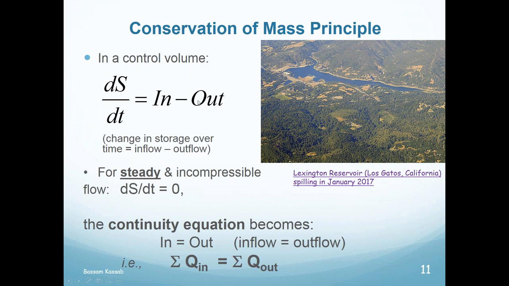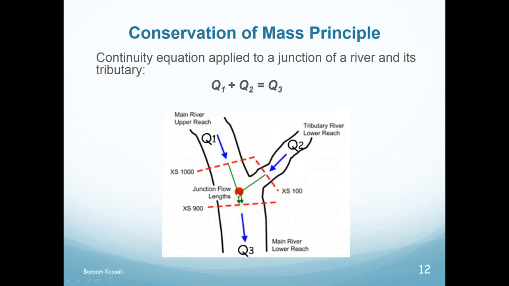But if the inflow is less than the outflow, that means, let's say in the summer, you don't have much inflow coming in, but you are releasing water for the fish downstream, that means your storage is gonna drop. It's negative, dS over dt is negative, and then it drops down. And that's basically the idea of the conservation of mass principle. You can apply it to a whole reservoir. You can apply it also to a single point.